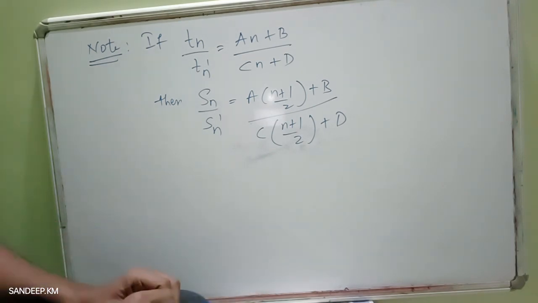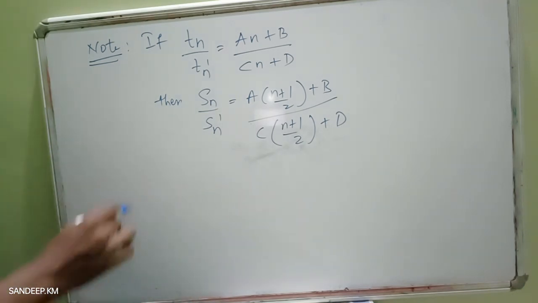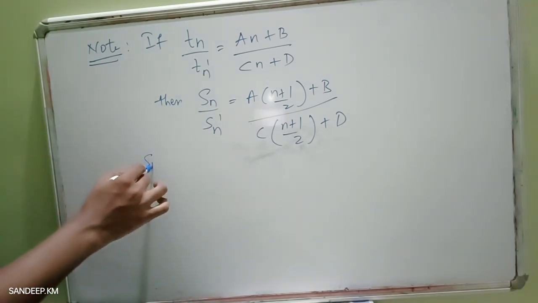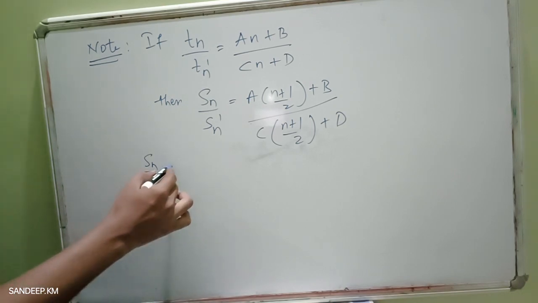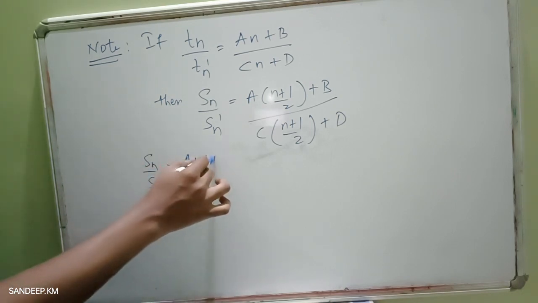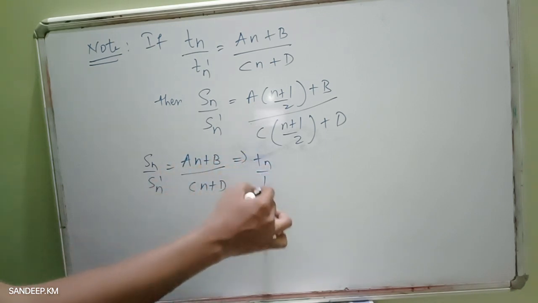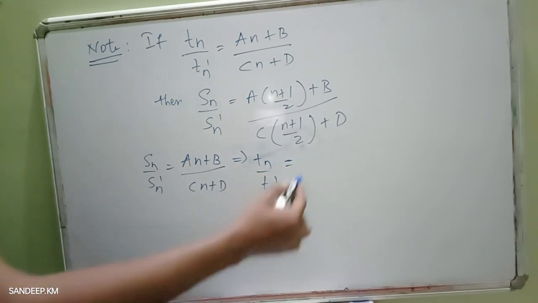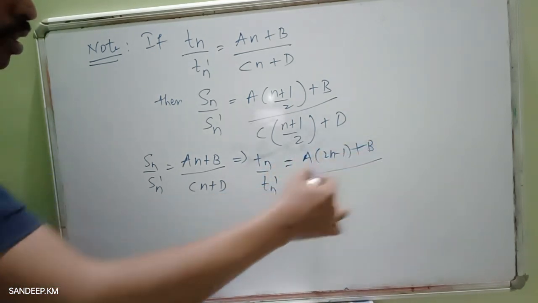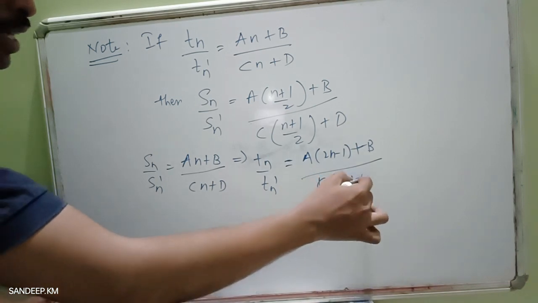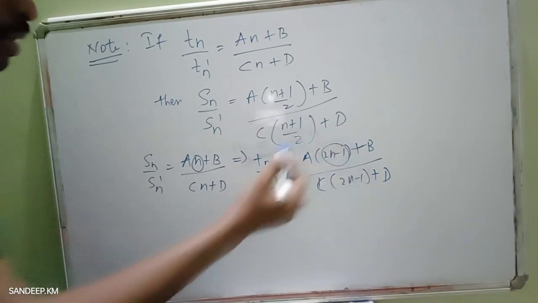Logically, I'll tell you how it is proved. Very simple, dear students. When the ratio of Sn and Sn dash is given as (an plus b) by (cn plus d), we have proved that Tn by Tn dash is equal to (a into (2n minus 1) plus b) by (c into (2n minus 1) plus d). Correct? Where n is replaced with 2n minus 1.